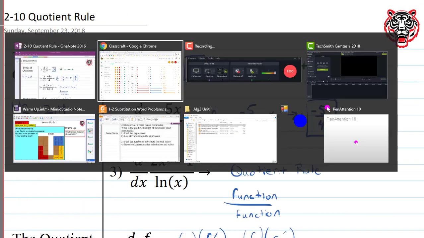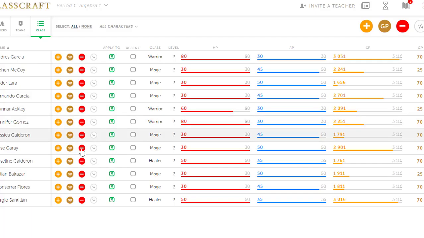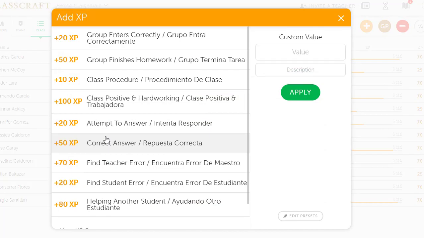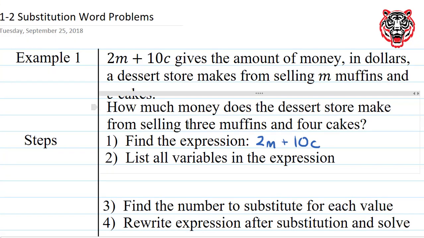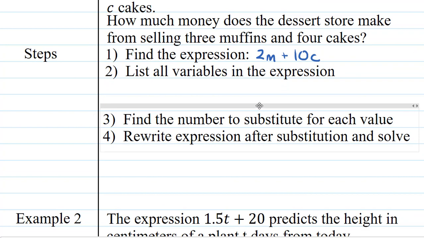Julian, 50 XP. Come back here to Algebra 1. All right, so now without even looking at the problem, just looking at that expression from step 1, 2m plus 10c, list all of the variables. There are only 2 variables, easy XP here. Andres, go for it. M and C. Just list them right there.